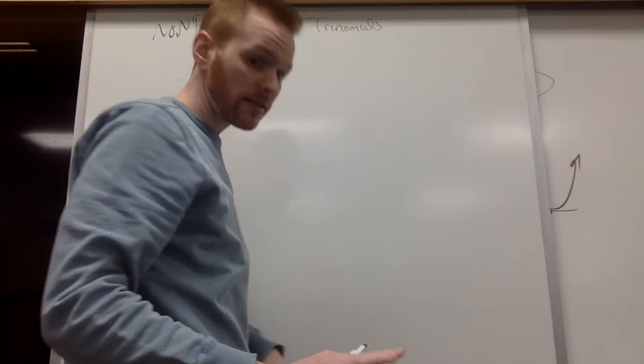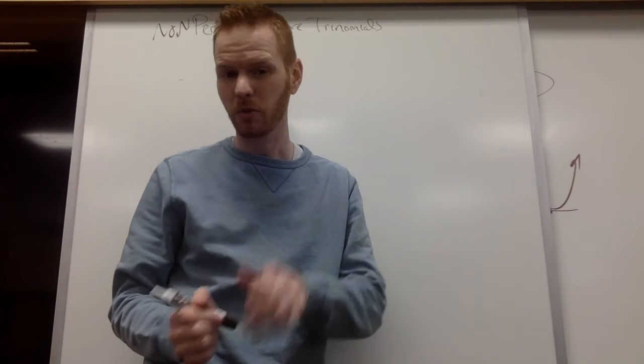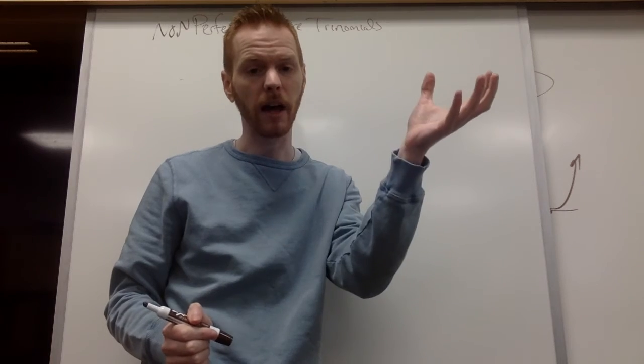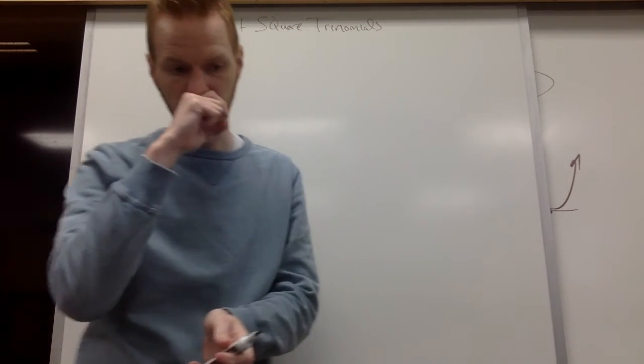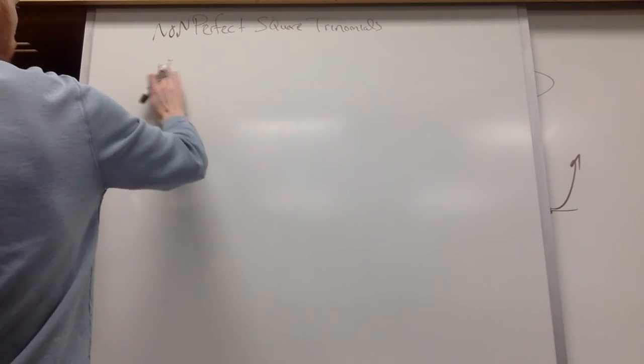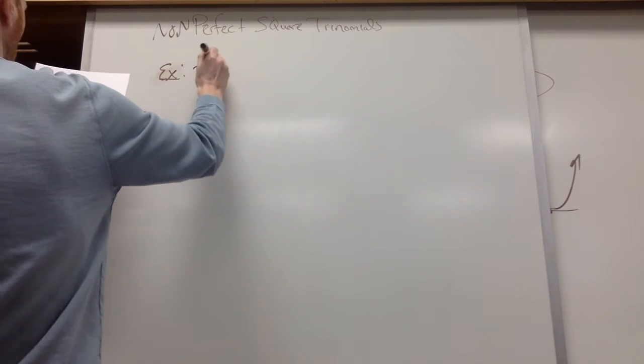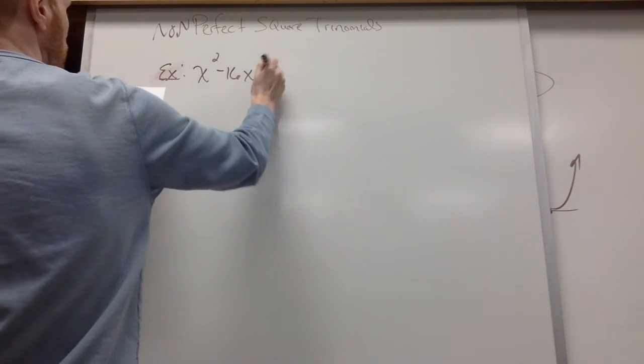Here's the deal. The process is actually the same. Okay? We're not going to change anything. We're still going to find factors of that c value that give me the middle term, which is the b value. Okay? So let me try another one. Let's do example, x squared minus 16x plus 64.